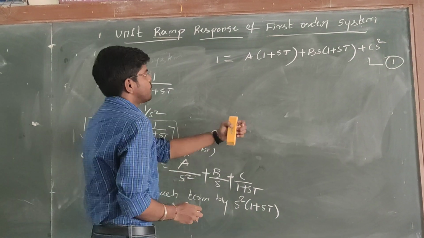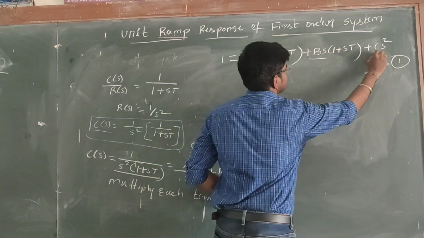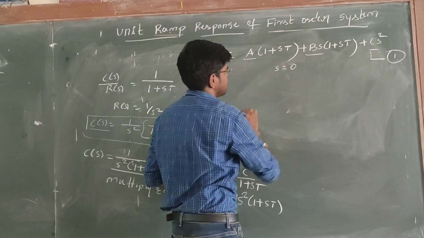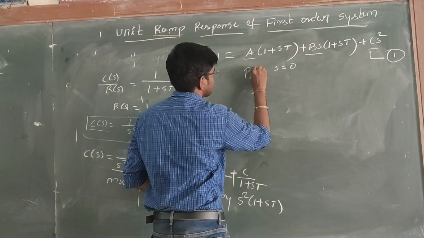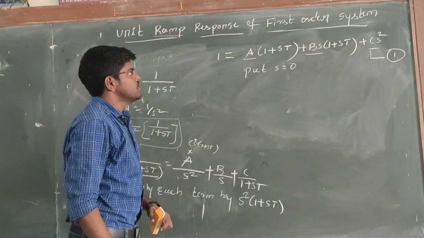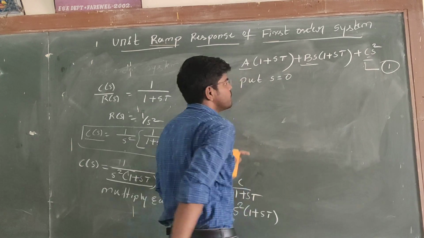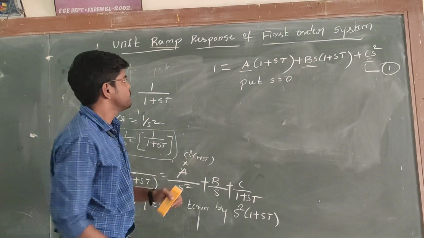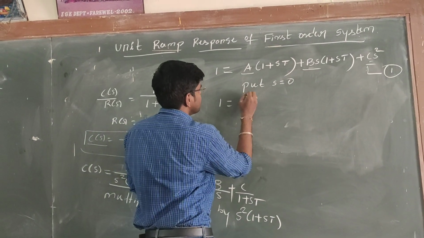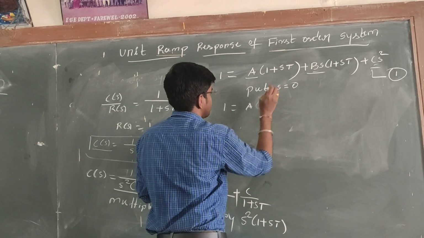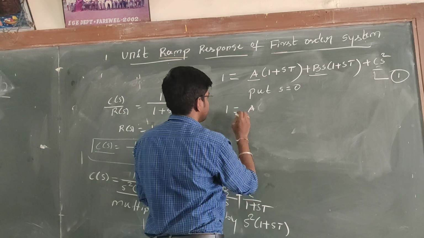Okay, so to find the values of A, B and C, I will substitute the first term S equals 0 in the above equation. So put S equals 0 in the above equation. Once S equals 0, the B term will be 0 and the C term will be 0. We'll get the value of the A term. So 1 equals A into 1 plus 0, it is 1. So the value of A will be 1.